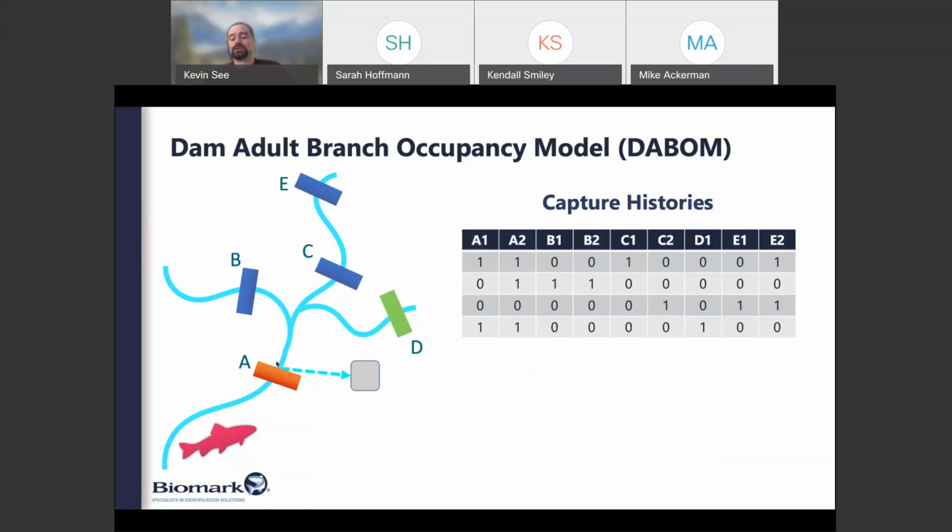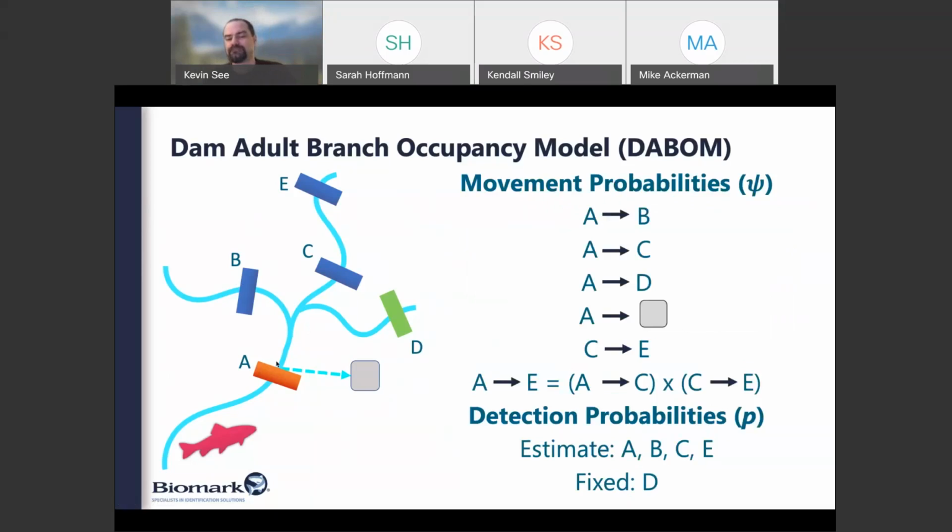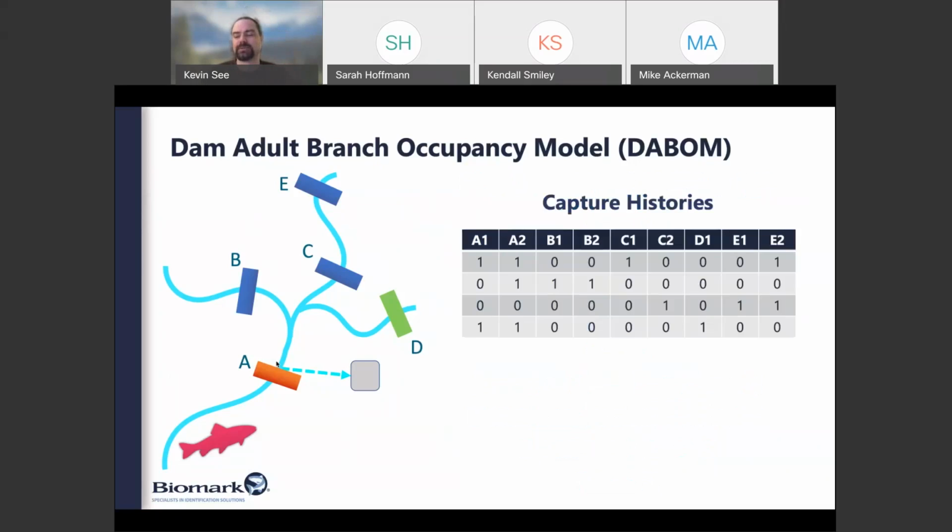Hey, Kevin, another question came in here. Does the model allow for backward movement, i.e. if the fish enters multiple tributaries? Great question. I was about to talk about that. Give me about 30 seconds and I will get to that.